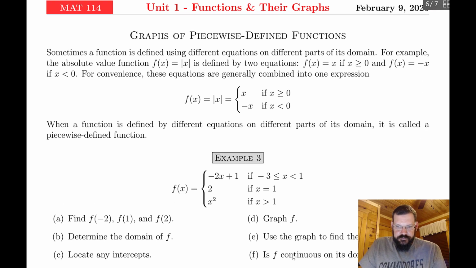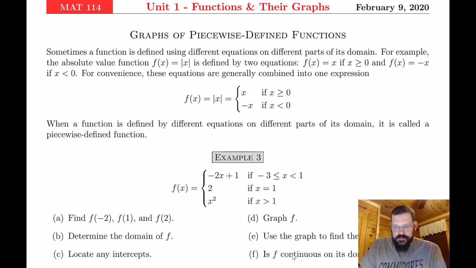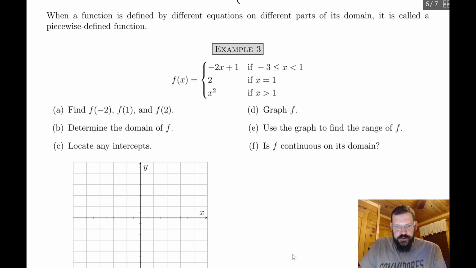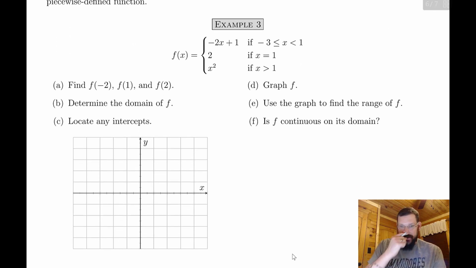Piecewise functions. Sometimes they're a little bit more of a challenge than they really should be. If you're just very careful with how you do these, then they're actually relatively simple to work with. We want to just go ahead and do an example. We're here with number 3. We want to graph the function. We actually want to do several different things.